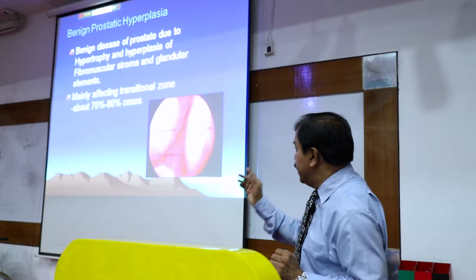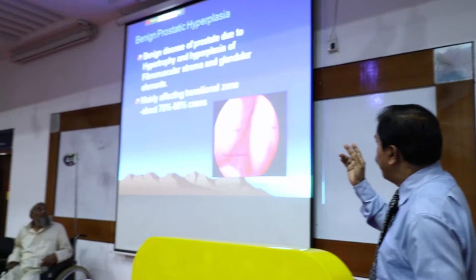So if you see here, benign disease of the prostate is due to hypertrophy and hyperplasia of the fibromuscular stroma and glandular elements, mainly affecting the transitional zone that I have already mentioned, about 70% to 80%. This is the verumontanum. If you go from distal to proximal, you will see the urethra, the verumontanum, and the right and left lateral lobes, which is the prostatic urethra. Then further proximally you will see the bladder. That is the endoscopic view of the prostatic urethra.